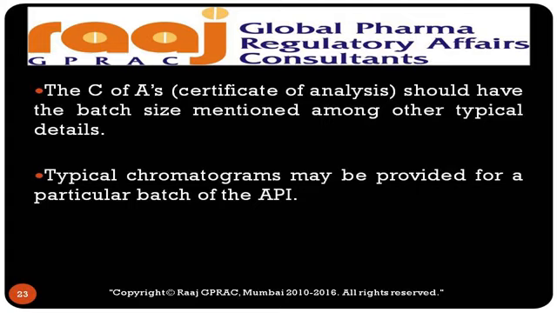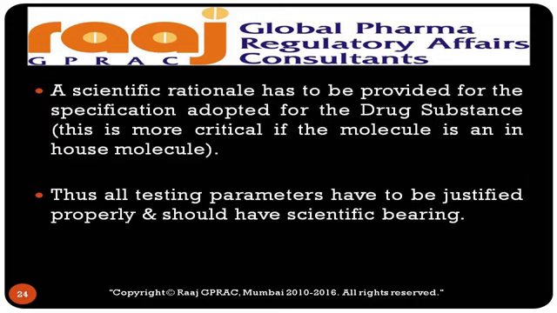Similarly, when you validate the method for the drug product, you have to adapt the method for the drug substance, develop it along with your drug product and the placebo, and then validate that method as well. The certificate of analysis should have the batch size mentioned among other typical details. Typical chromatograms may be provided for a particular batch of API. A scientific rationale has to be provided for the specification adopted for the drug substance. This is more critical if the molecule is an in-house molecule. Thus, all testing parameters have to be justified properly and should have scientific bearing.